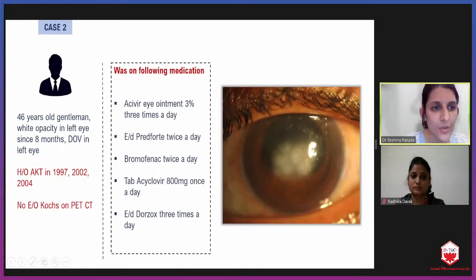Thank you, ma'am. He was a 46-year-old gentleman with a white opacity in the left eye for the last 8 months, presenting with a diminution of vision. He had a history of ATT, which he had taken in 1997, 2002, and 2004, but there was no evidence of TB on PET CT. When he presented to us, he was on Acivir eye ointment 3 times, Predforte, Bromfenac, and oral acyclovir, which he was taking 800 milligrams once a day, and Dorzox.